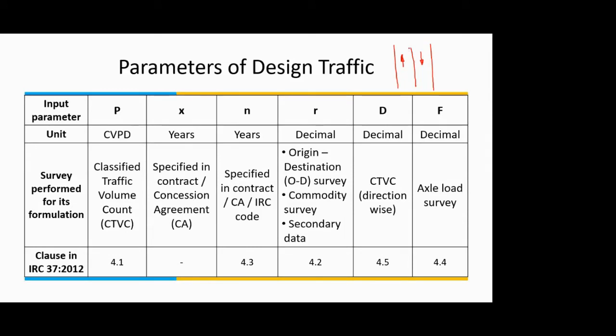Divided as in there is a median in between, a partition in between, which is called a median, or it is undivided. Undivided as in you just have road markings. Okay. And this is the undivided two-lane carriageway. So depending on the lane configuration, whether it's a 2-lane, 3-lane, 4-lane, or a single lane, you will have variation in this parameter D. Okay.